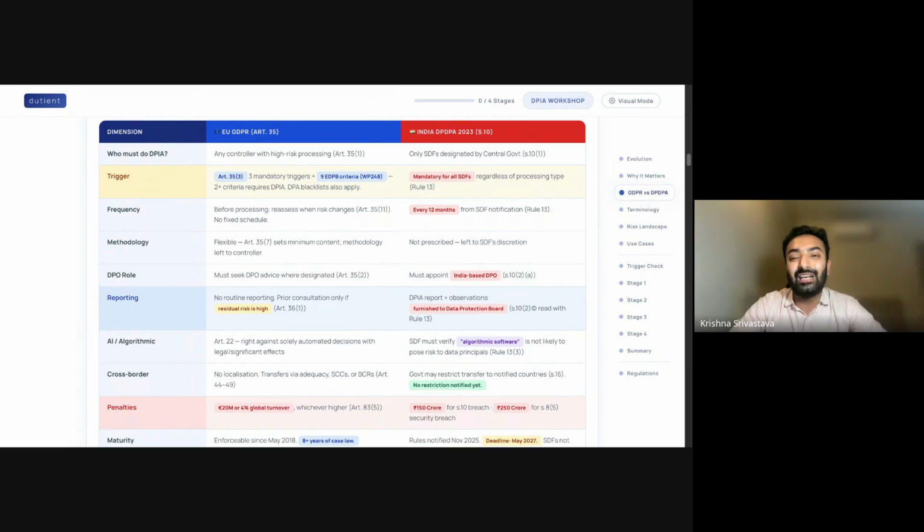Although we know that there are certain classes of data fiduciaries that may be designated as an SDF, the quantification of it is still something that we are waiting for the central government to notify. Now, the trigger. In the EU region, there are 3 mandatory triggers plus 9 EDPB criteria, plus certain other areas that also require a DPIA.